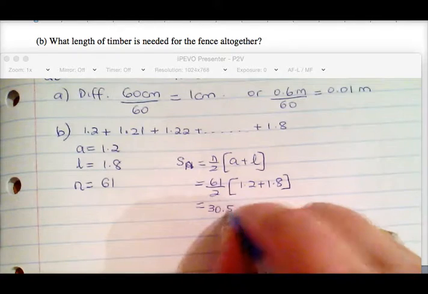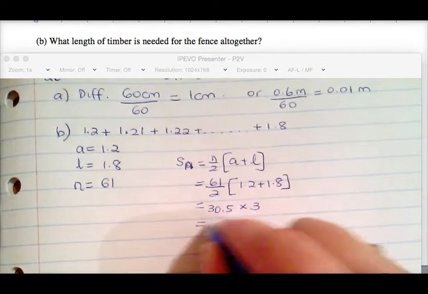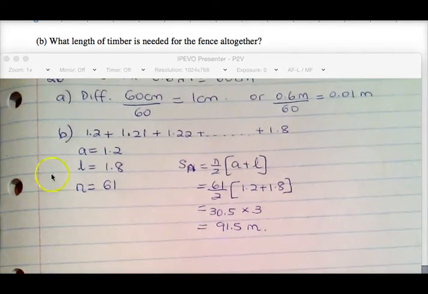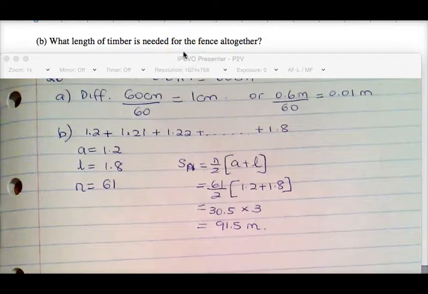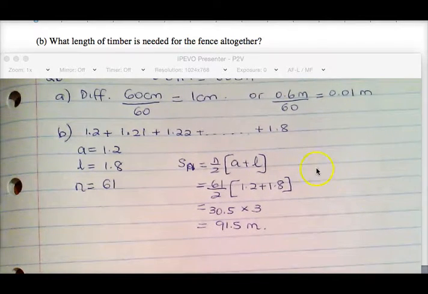And so it's 30.5 times 1.2 plus 1.8 is 3, which is 91.5 metres. So therefore that's the length of timber needed for the fence altogether. So just be very careful in questions like that, where it's really easy to make that mistake of dividing by 60 or dividing by 61. So you just need to be careful there.